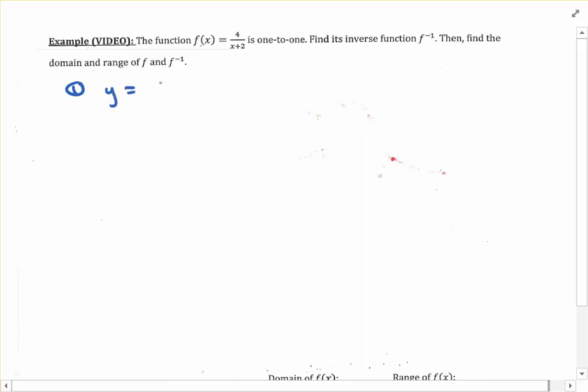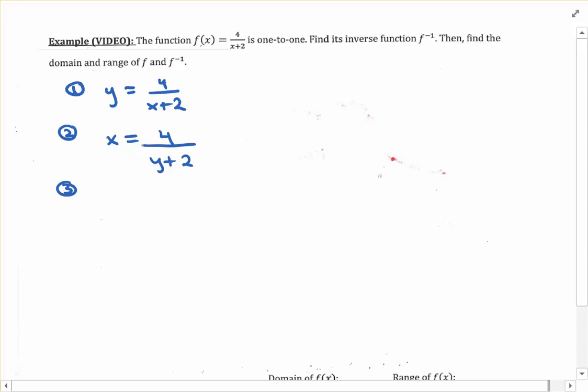Alright, so with that said, step 1 is to rewrite f of x as y. So y equals 4 over x plus 2. That takes us to the second step, where we're going to switch the variables x and y with each other. So x equals 4 over y plus 2. Now we're at the third step, where we're going to solve for y.